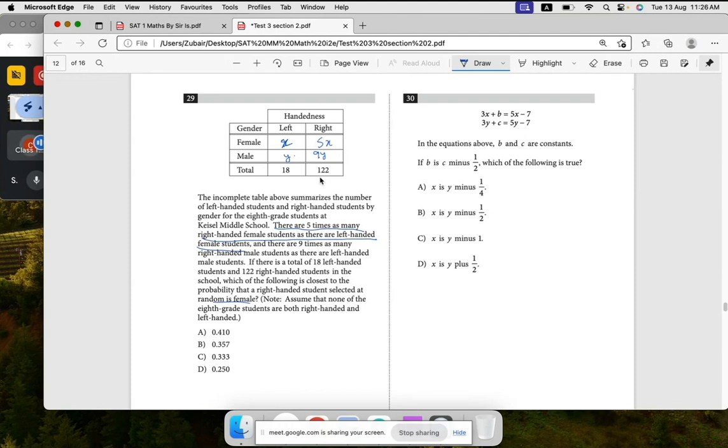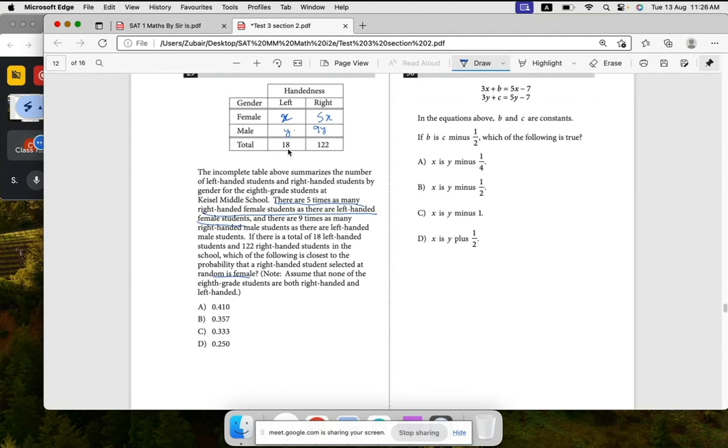I think we'll have to calculate x and y first. X plus y is equal to 18. 5x plus 9y is equal to 122, making x the subject: 5 into 18 minus y plus 9y is equal to 122. 90 minus 5y plus 9y equals 122. 9 minus 5 is 4y, and 122 minus 90 is 32. Y is equal to 8.